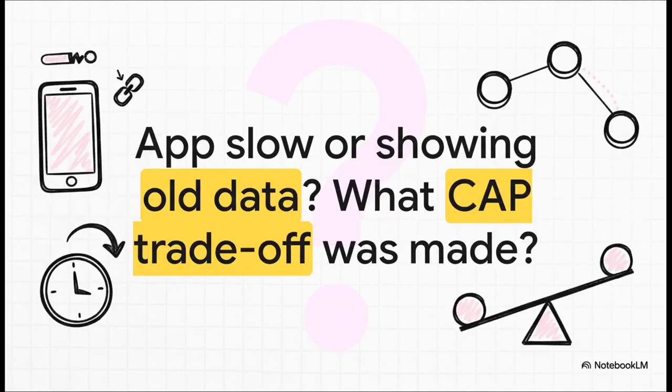So you see, the CAP theorem isn't just some abstract idea for computer scientists. It's a mental model for understanding your own digital life. The next time an app is unresponsive or a website shows you content that's just a little bit old, you can actually diagnose what's happening. It's not a bug, it's a feature born from an impossible choice. And now you have the tools to ask, which choice did its designers make and why?